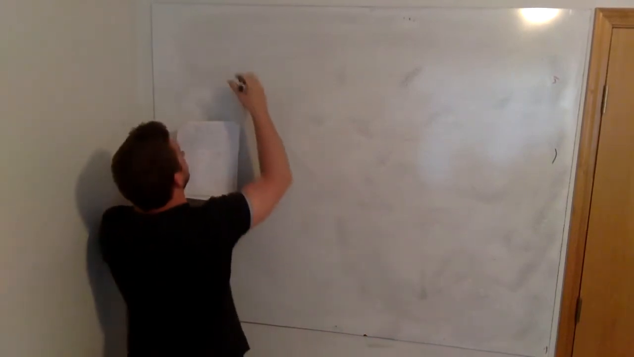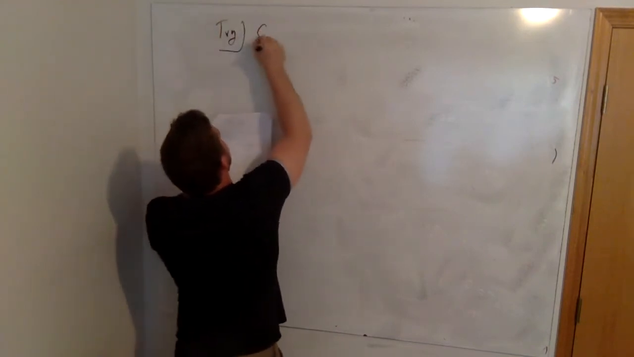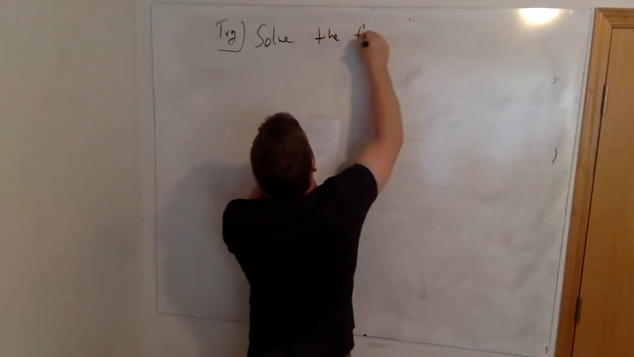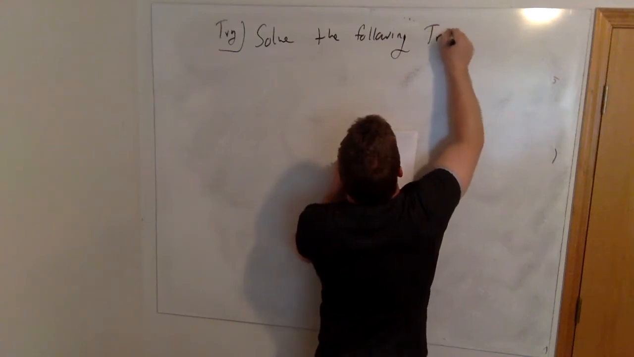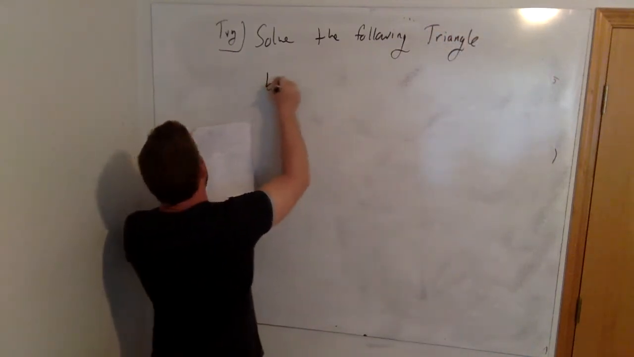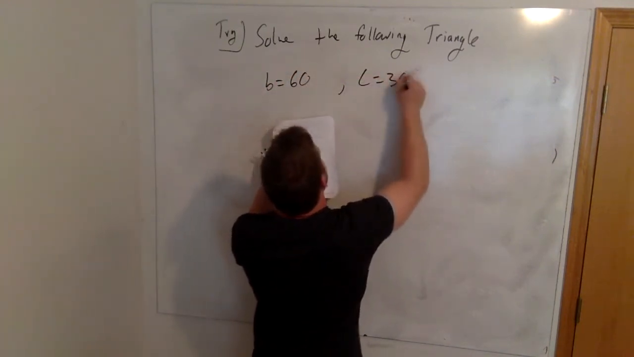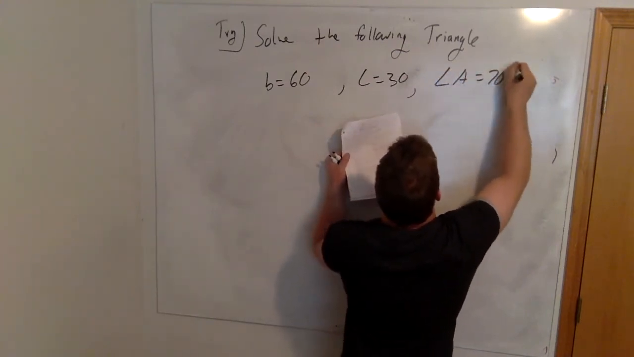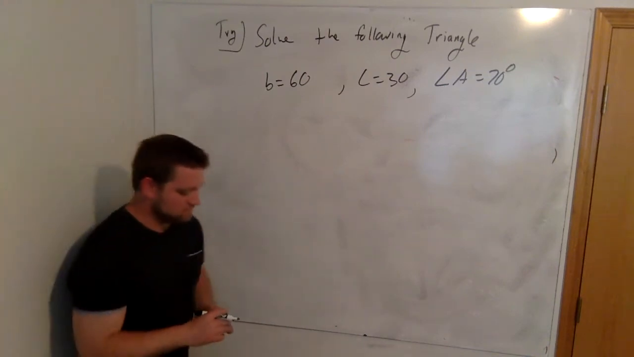Okay, so try to solve the following triangle. Let's say we know that b is 60, we know that c is 30, and we know that angle A is 70 degrees. Go ahead and pause the video and complete this triangle, or solve this triangle.